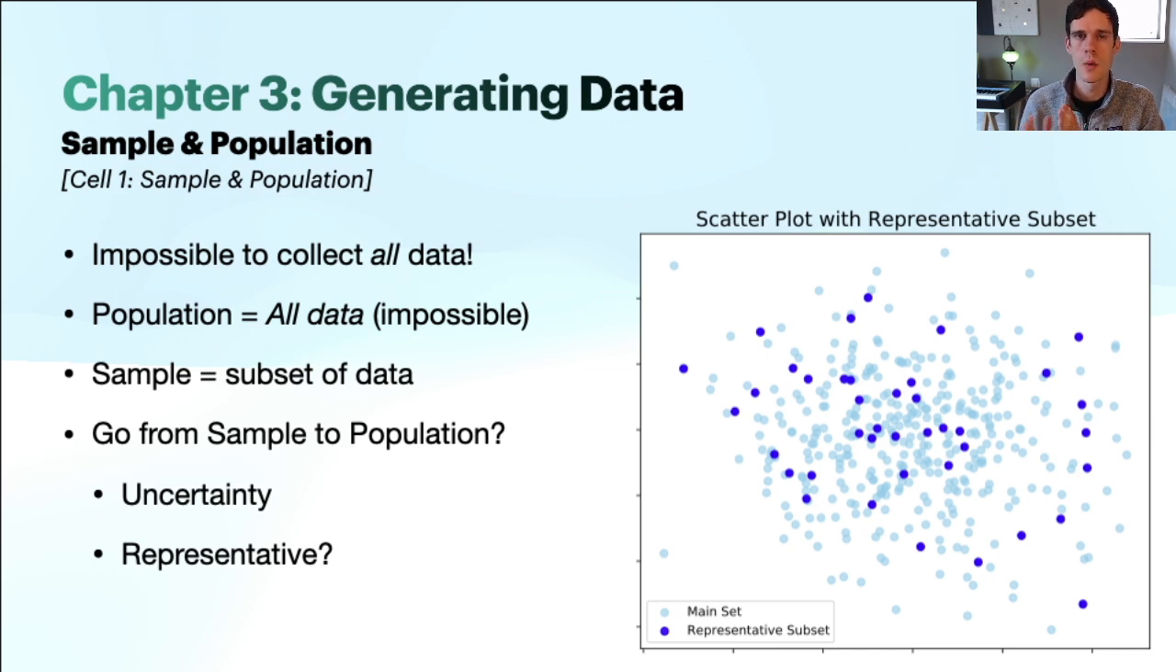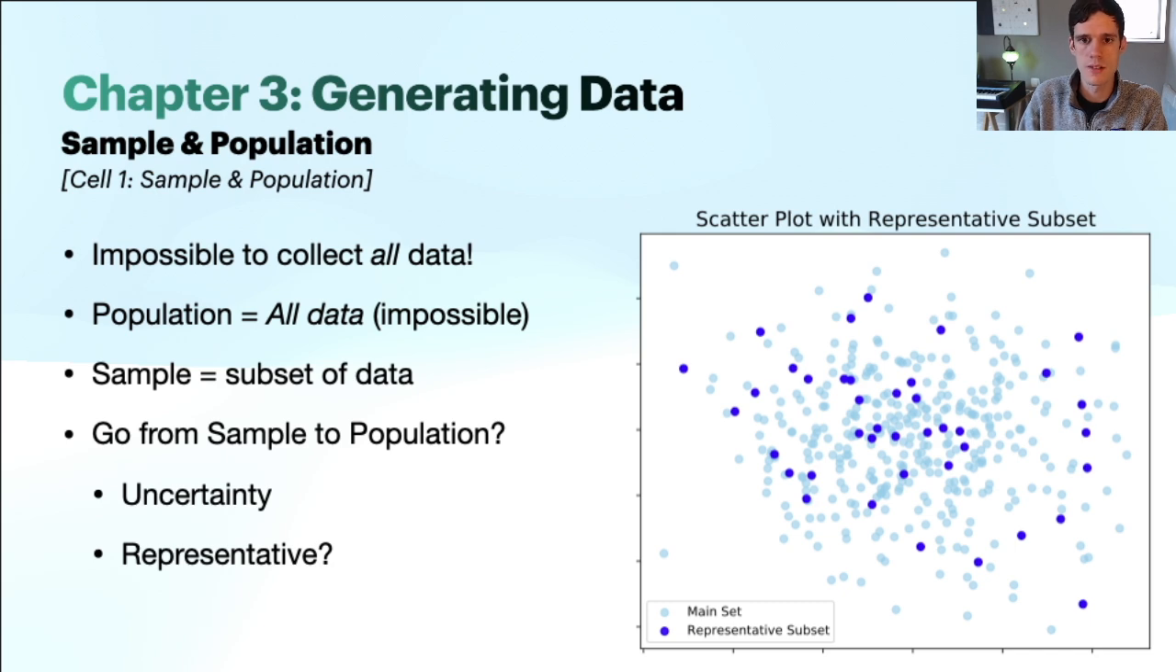Now let's see what this means visually. In this scatter plot, the light blue dots represent the population data points, so all of the data points, most of which you will never have access to. And the sample will be the blue dots, the dark blue dots. Now in this case, we see that our dark blue dots are roughly distributed in the same way as our population is. However, it could also be the case that your sample is not representative.